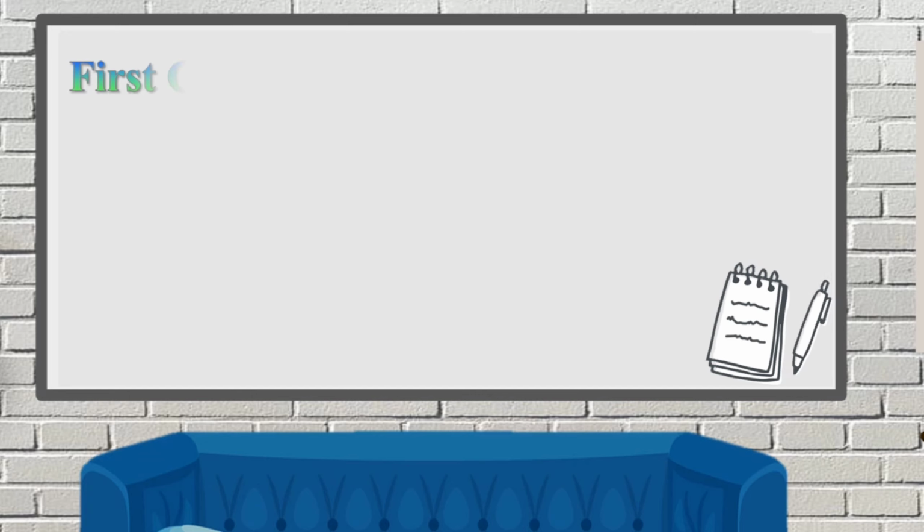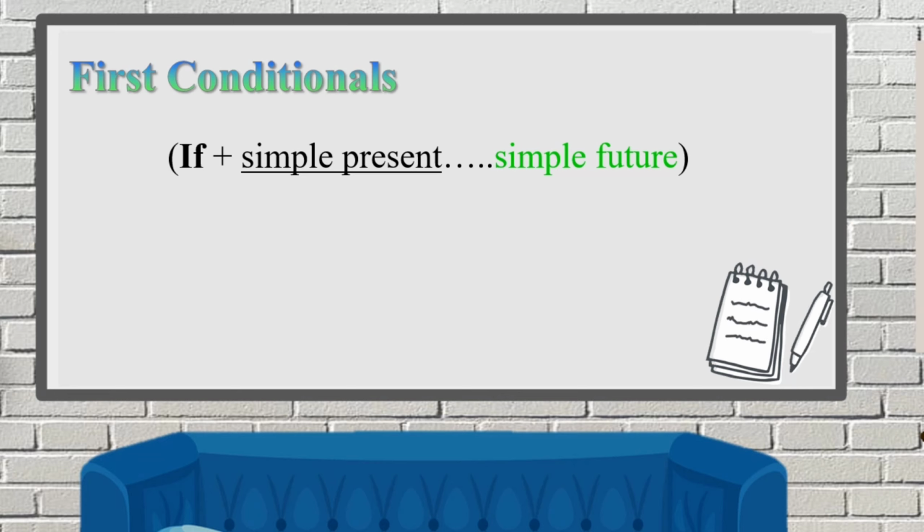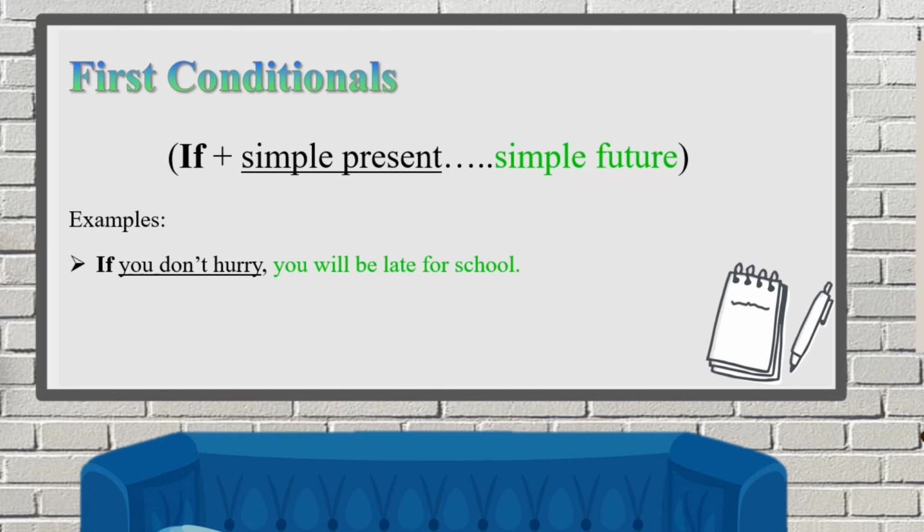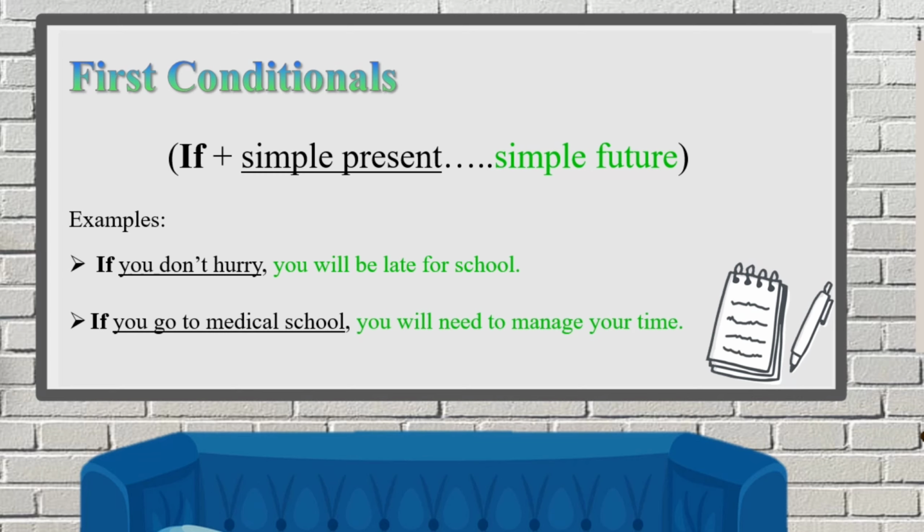Second, we have the first conditionals. First conditional sentences are used to express situations in which the outcome is likely but not guaranteed to happen in the future. We have the sentence pattern if plus simple present and simple future. Look at these examples. If you don't hurry, you will be late for school. If you go to medical school, you will need to manage your time. The outcome is likely to happen but not guaranteed.